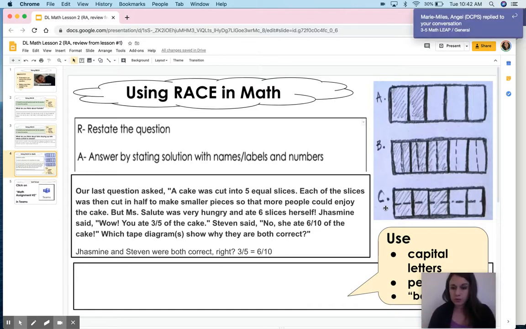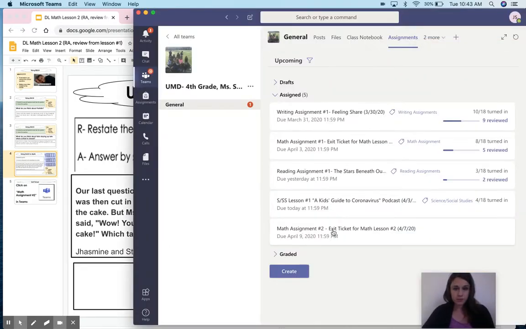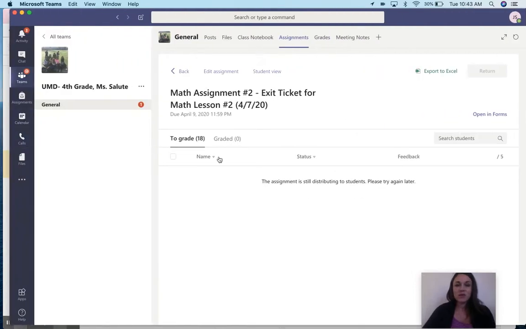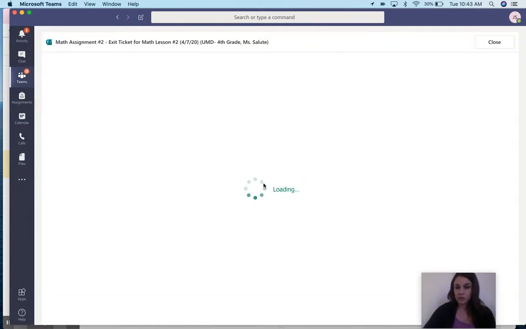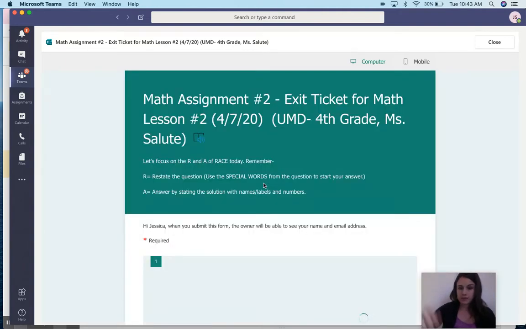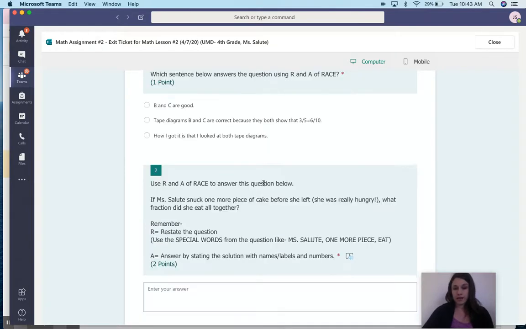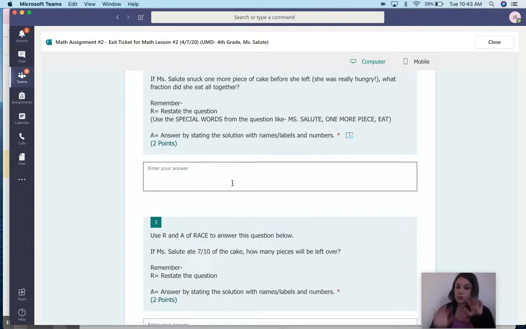So I want you to go to Teams, look for math assignment number 2, and hey Kitty, she loves to interrupt my lessons. When you go to math assignment number 2, you'll answer this exact question. I want you to focus on using R and A, plus capital letters, periods, and the word because. Then there are 2 other questions for you to answer. Question 1 has some options for you to choose, which one uses R and A, and then question 2 and 3 actually ask you to write your answers.